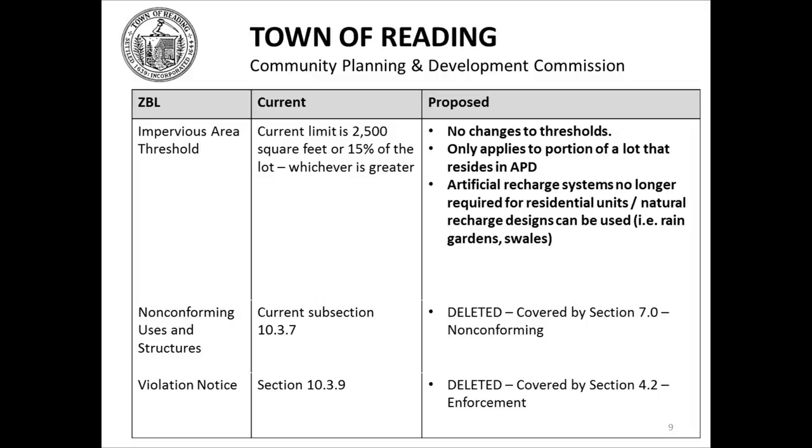Another means of simplification, we removed subsection 10.3.7, nonconforming uses and structures, and section 10.3.9, violation notices, as these are already being covered by section 7.0 of the bylaw, nonconforming, and section 4.2, enforcement, respectively. Thank you for your time this evening.